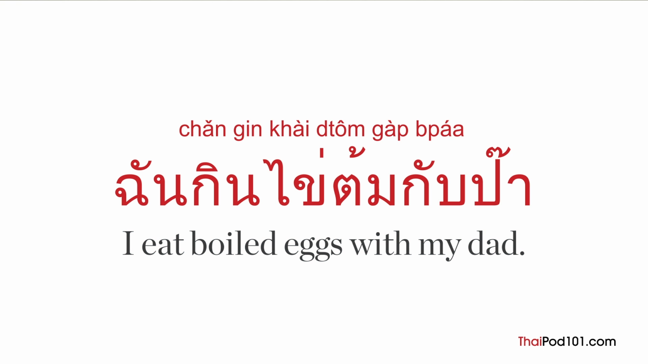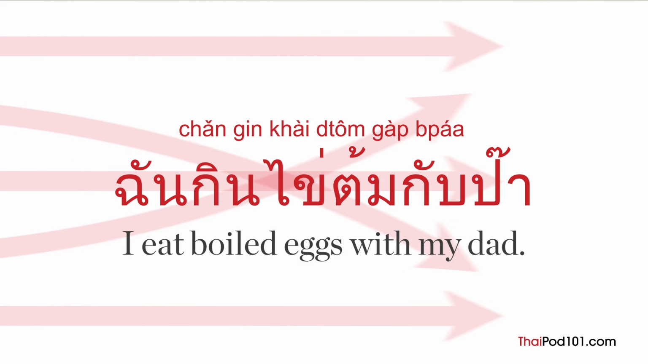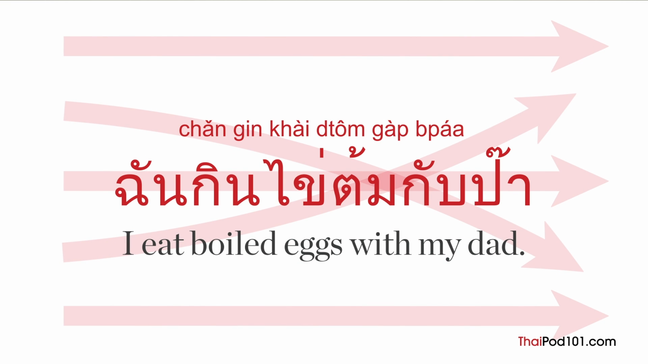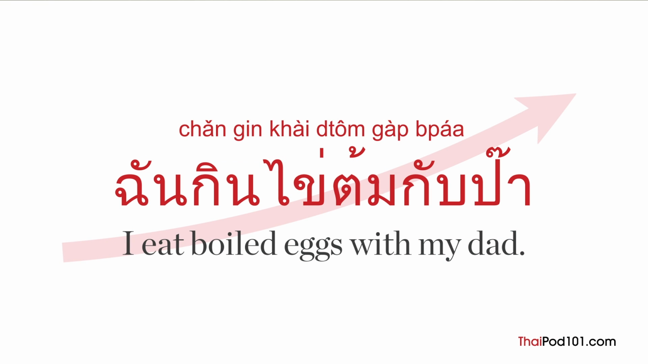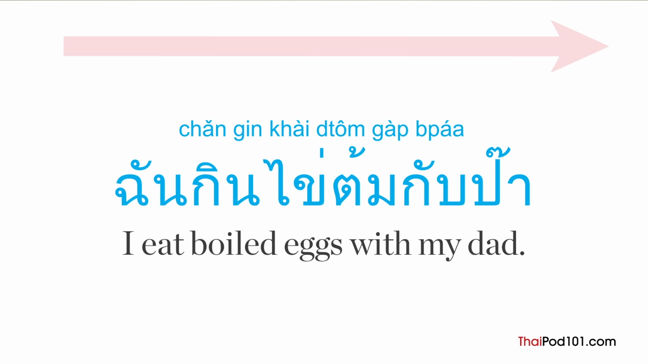The truth is, this sentence contains all 5 tones of Thai. Can you recognize which word is in rising tone? The answer is the word ฉัน. Let me say this sentence again slowly. ฉันกินไข่ต้มกับป๋า. I eat boiled eggs with my dad.